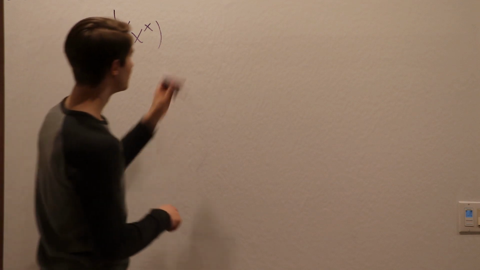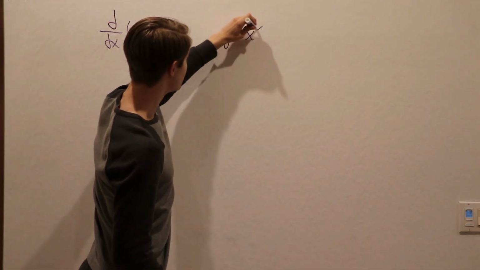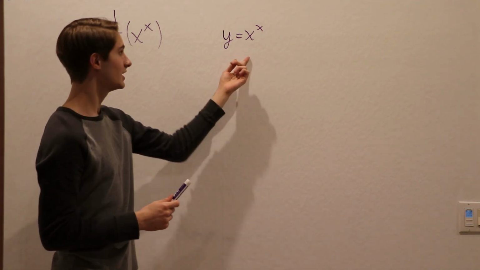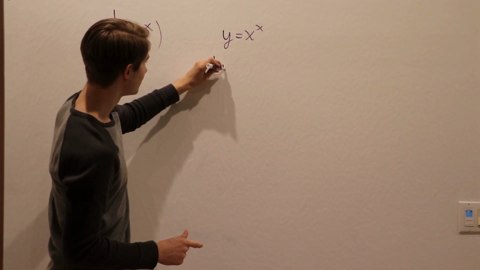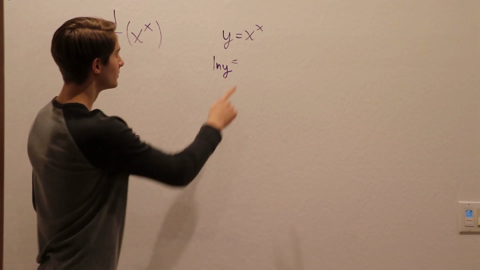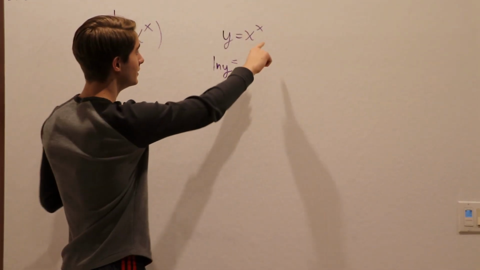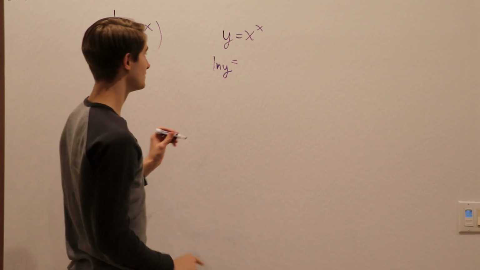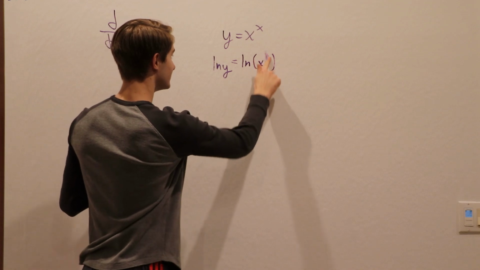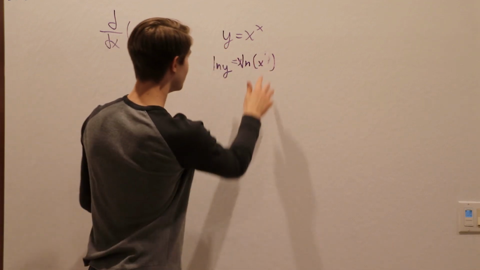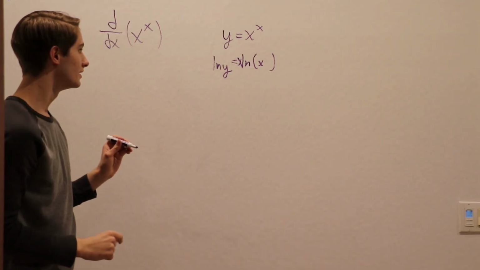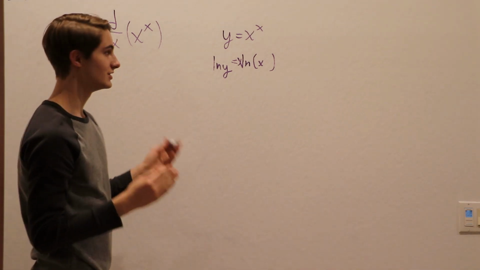So let's take this function and say y equals x to the x. What we can do is take the natural log on both sides. The natural log of y is equal to the natural log of x to the x. Well, the natural log of something to a power, we can bring that power to the outside and have it multiplied. So we take this x out and put it in the front right here. So we just have the natural log of y is equal to x times the natural log of x. And now we have things that we know how to differentiate.